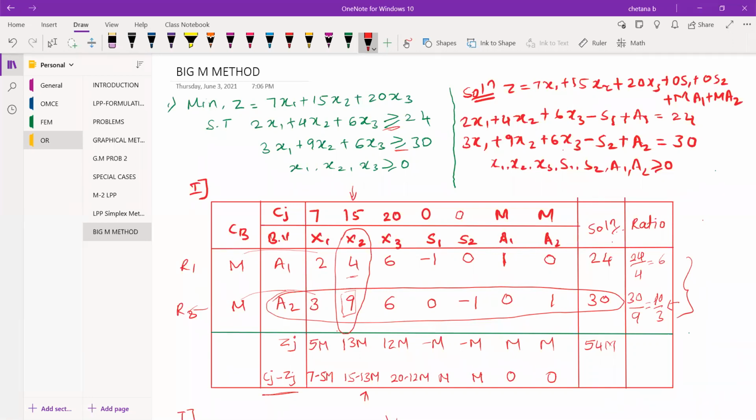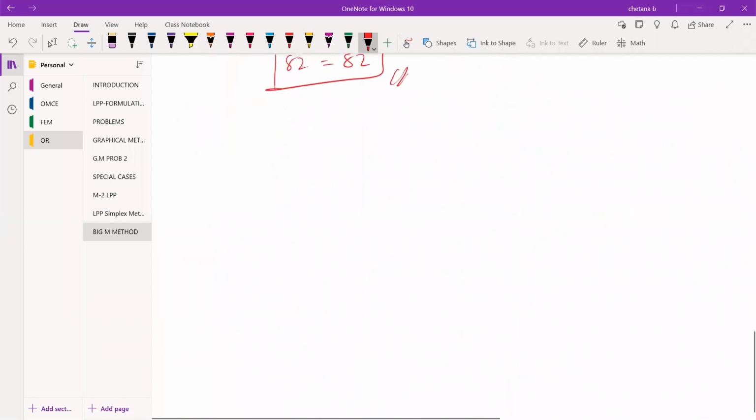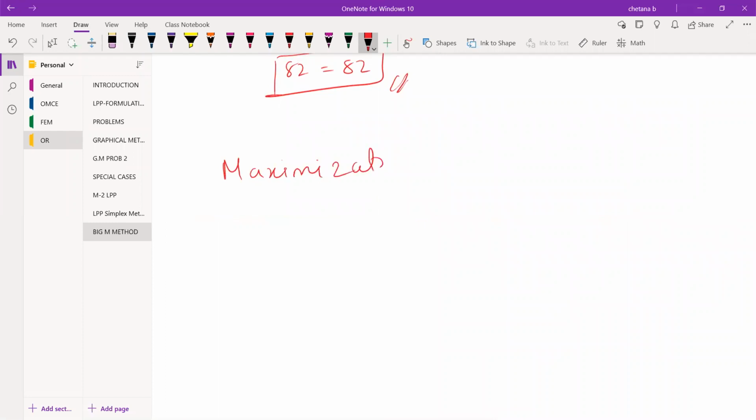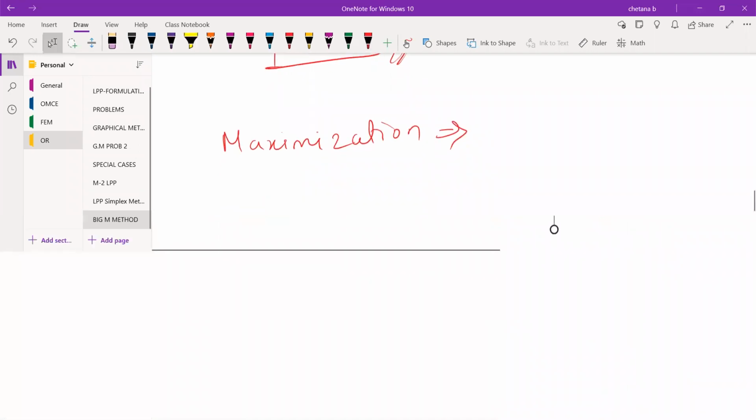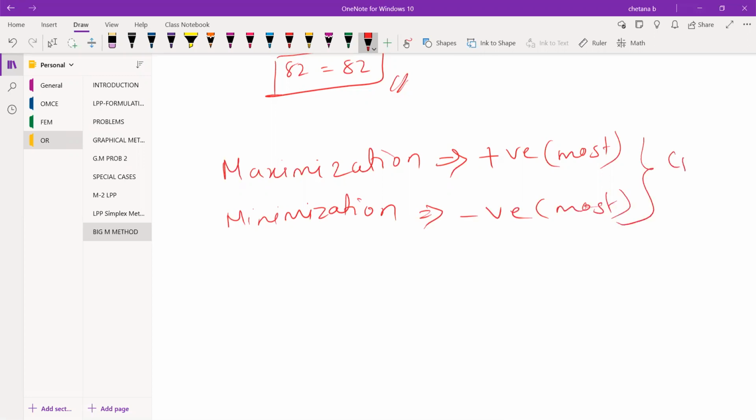Okay, so this you need to keep in mind. I'll write it over here. For a maximization problem, always remember, you need to examine and pick the most positive value, and for minimization, the most negative value. This we see in Cj minus Zj values.